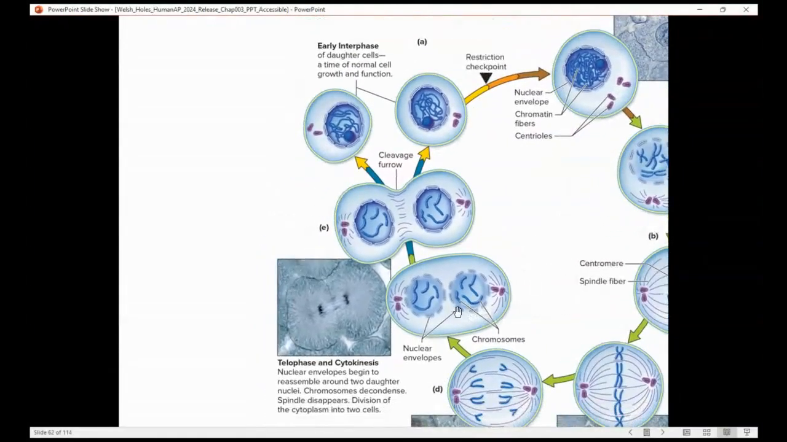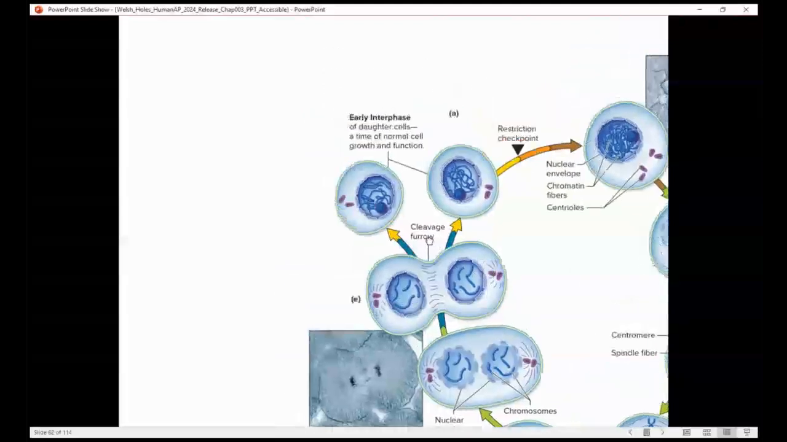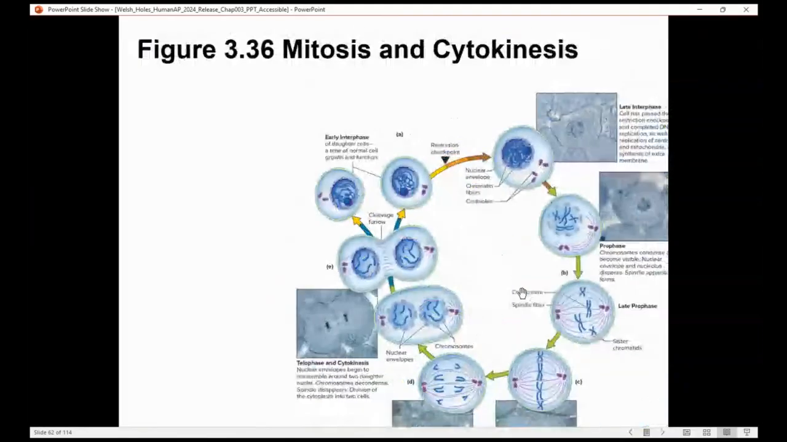Now, telophase, we start seeing a new nuclear envelope forming around each set of chromatids. And finally, we go through cytokinesis, where the entire cell membrane divides. And that's a cleavage furrow when we're talking about an animal cell. And it divides into two brand new cells.